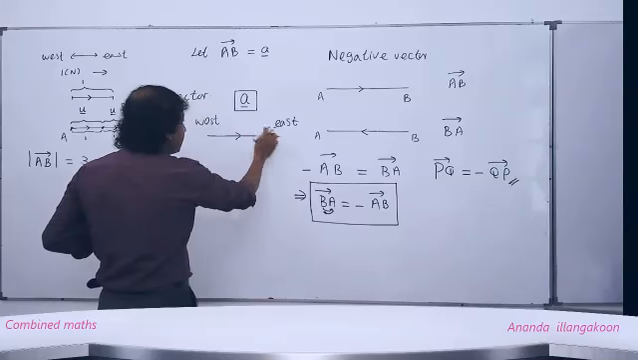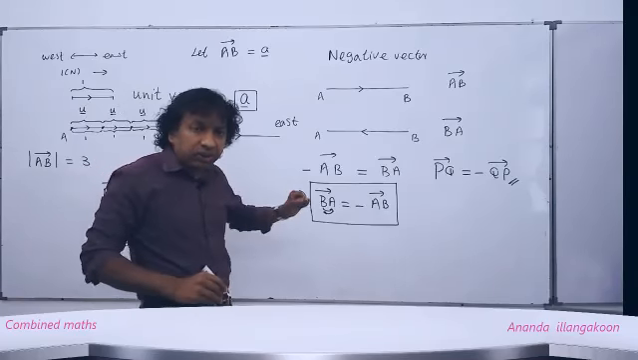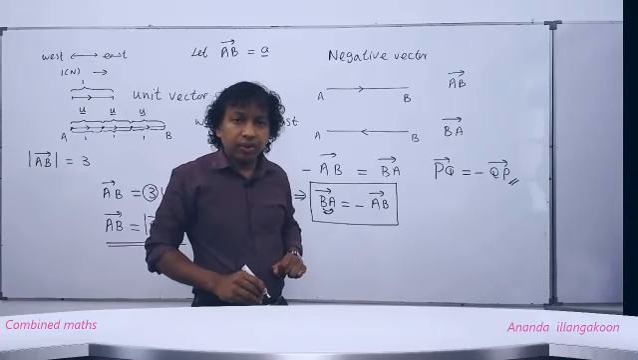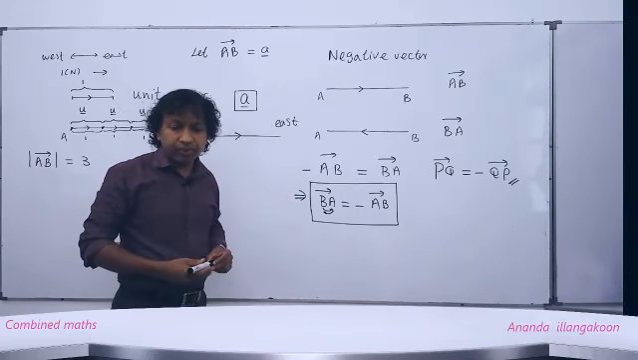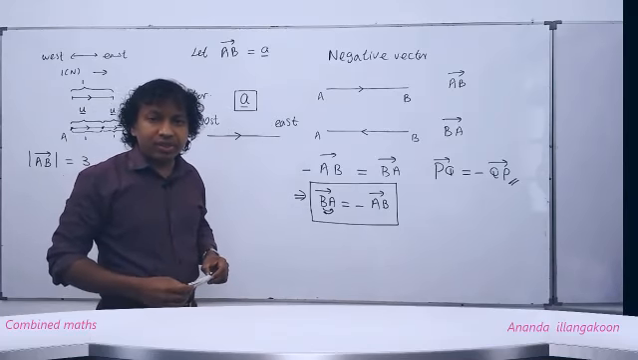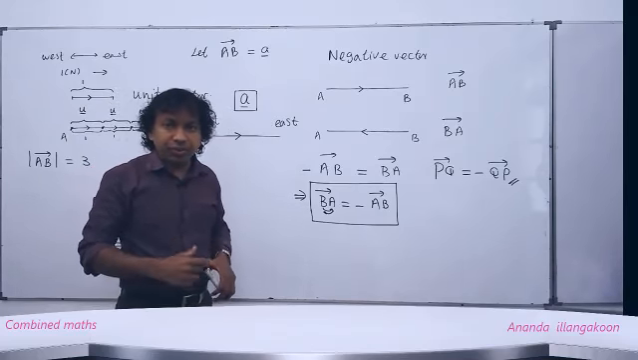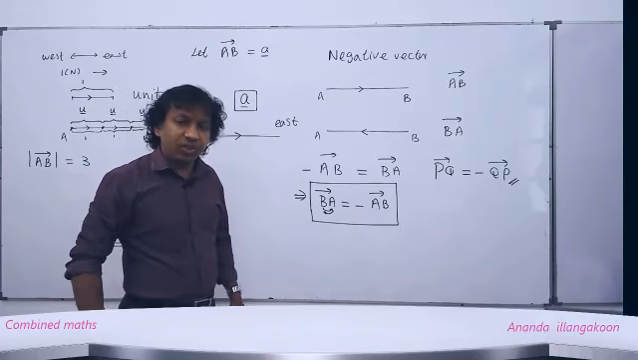Right? West east direction is this. Along this direction, can someone tell me how many unit vectors available? Unit vector means the size of the vector is 1 unit. How many such unit vectors available?